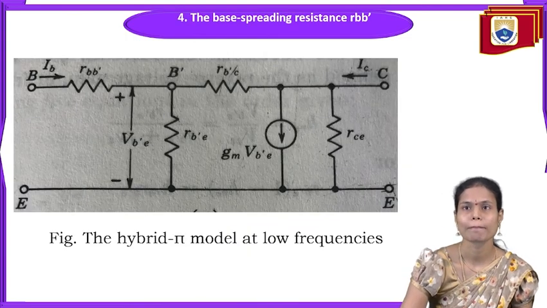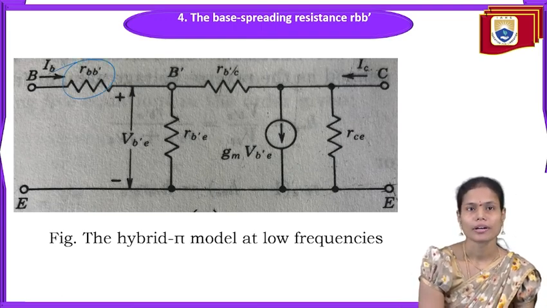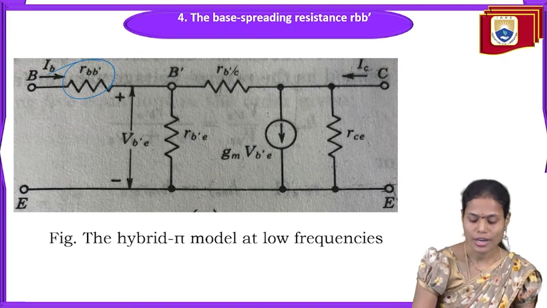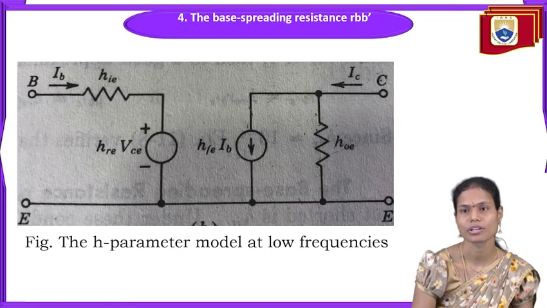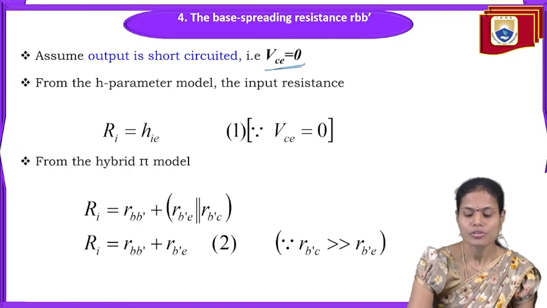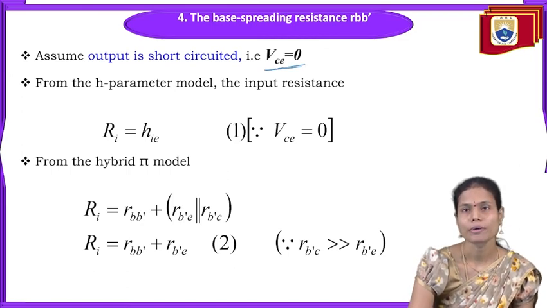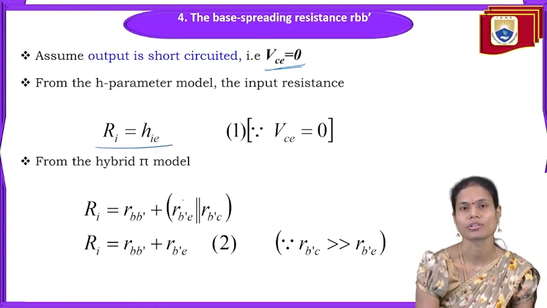And the next parameter is the base spreading resistance RBB', between base and base spread. So the hybrid pi model at low frequency I am considering here, as well as the H parameter model at low frequency. We need to find this parameter in both models. In the H parameter model, the output is short circuited, meaning the output voltage is 0. So once the output terminals are short circuited, the input impedance is equal to the hybrid equivalent input impedance, RA equal to HIE, since VCE equal to 0.